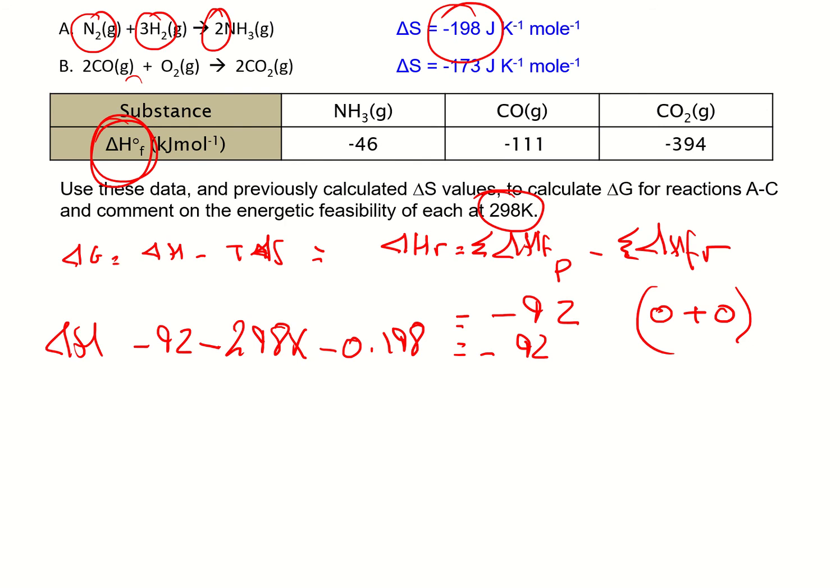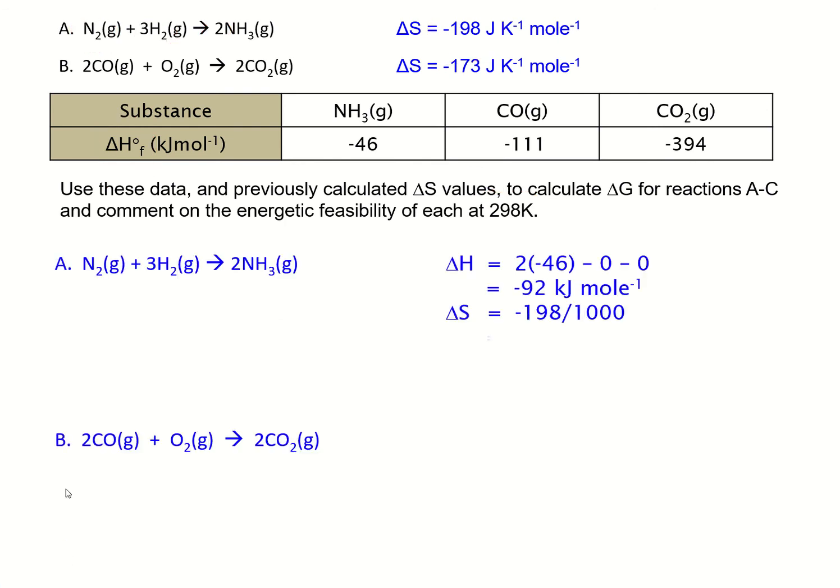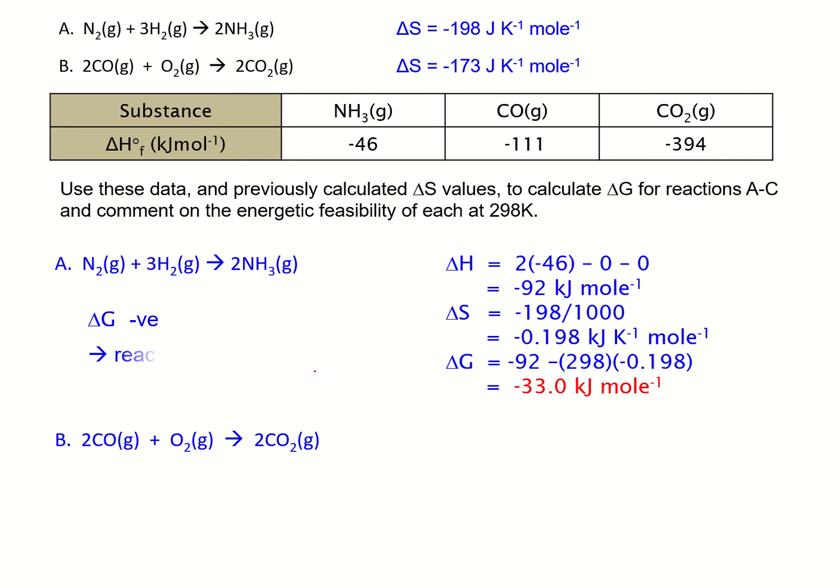I'll just clear the board here because this is done for us. Okay, there we go. So you can see all the terms I talked about. That was the delta H. You can see I divided my entropy by 1000 there. You can see I put in my kelvins there, and that tells me that the reaction is feasible because it's negative. So maybe you want to pause the video now and have a go at part B here.